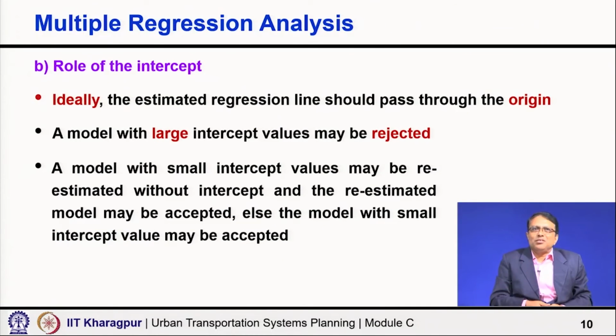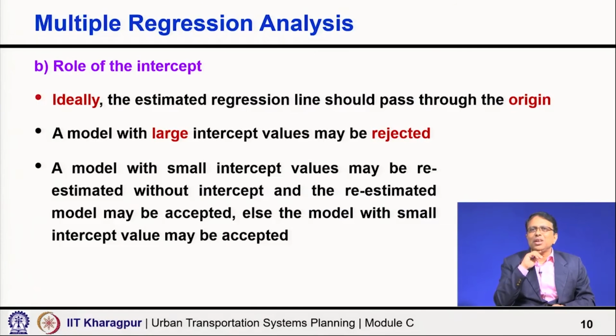The second consideration is the role of the intercept. As I said, ideally the estimated regression line should theoretically pass through the origin. So the unexplained component, the intercept, should be 0. That is theoretical. Is it possible to get that in every model? No. Any practical data will have some variation, and you will get some constant value.